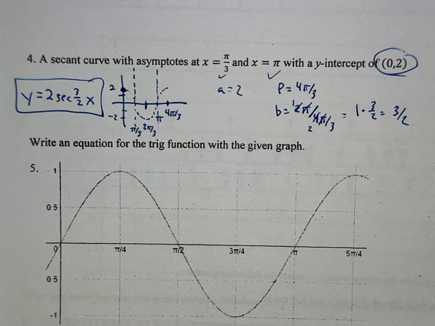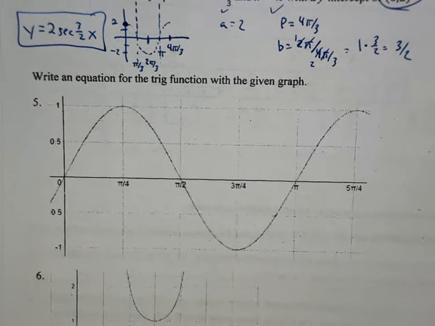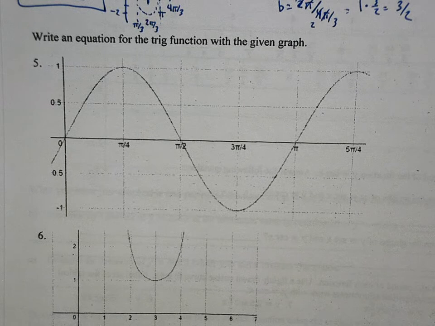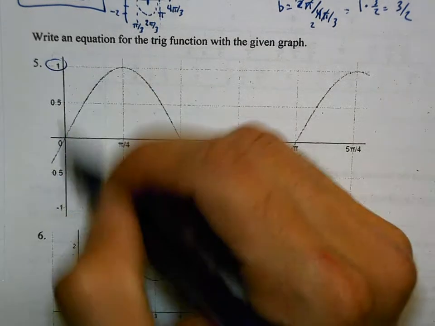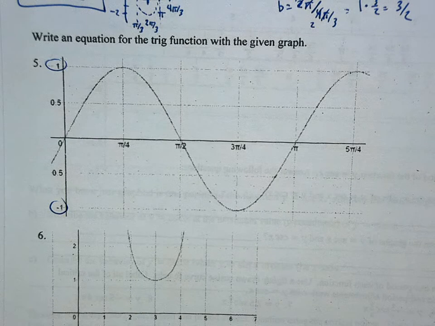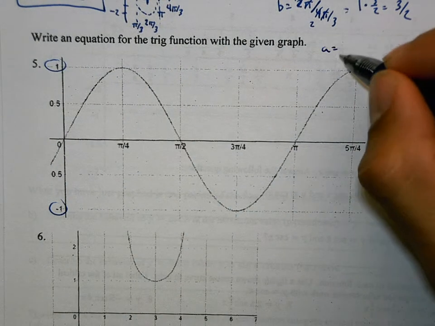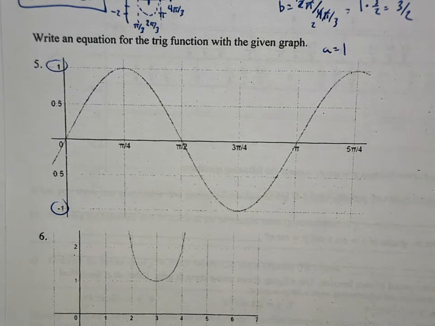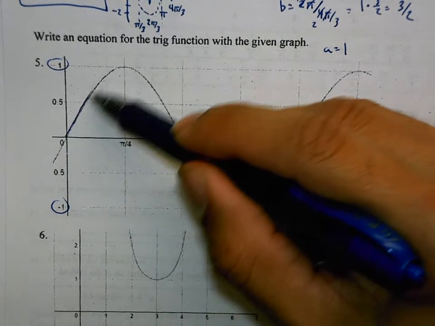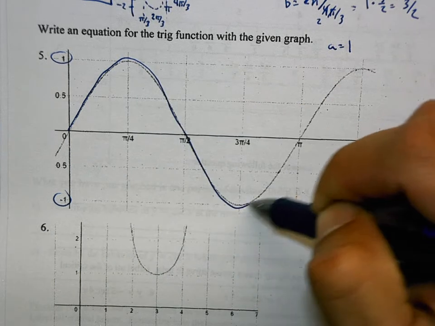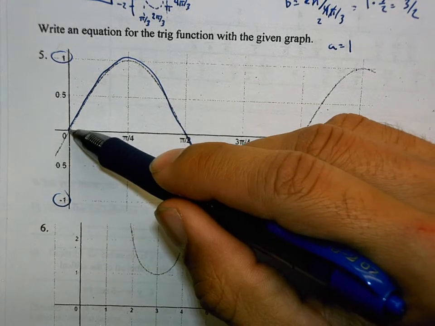Number 5. Write an equation for the trig function with the given graph. The first thing I check is this value and this value. It lets me know which value A has to be. The second thing that I do is I look at this. Where does it touch the y-axis? It touches right here at the midline.